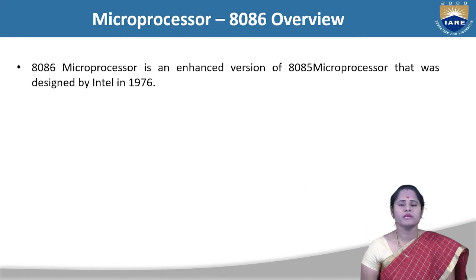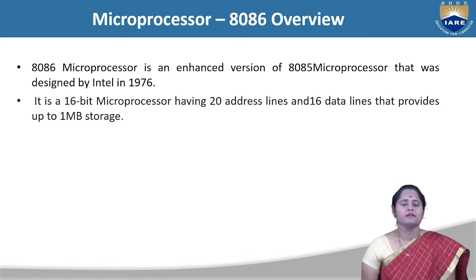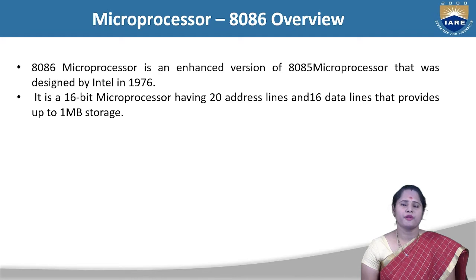So you can see the 8086 microprocessor is an enhanced version of the 8085, and it was designed by Intel in 1976. It is a 16-bit microprocessor having 20 address lines and 16 data lines, which provides 1 MB memory. As we have discussed the characteristics, the 8086 has 16 data lines and 20 address lines, where 20 address lines give you 1 MB memory.